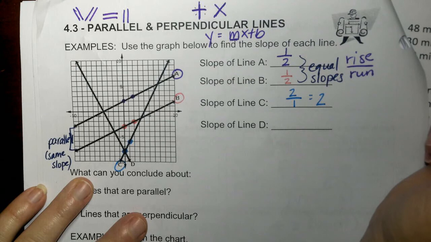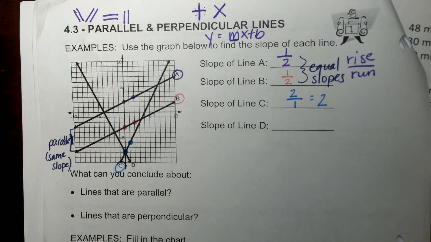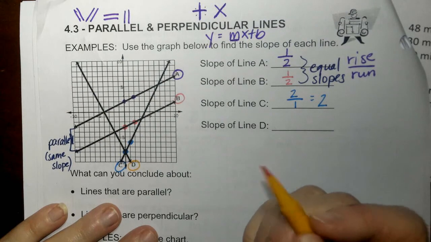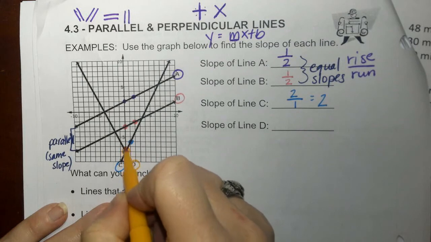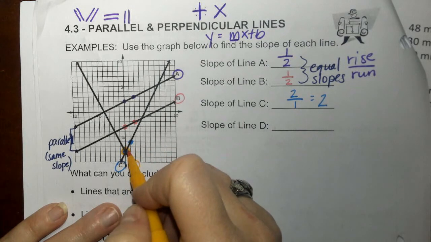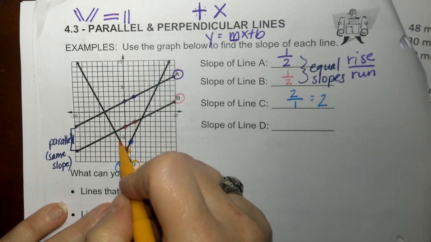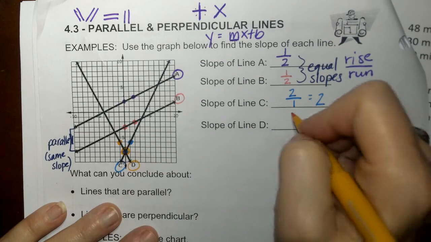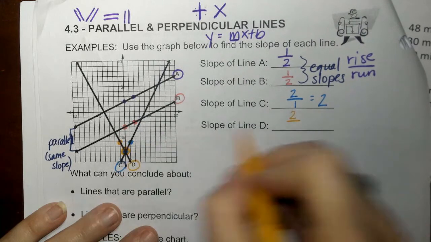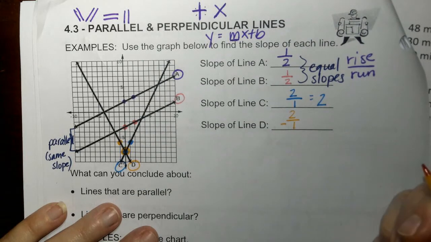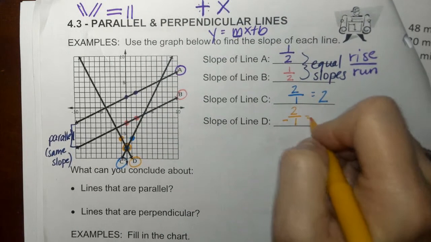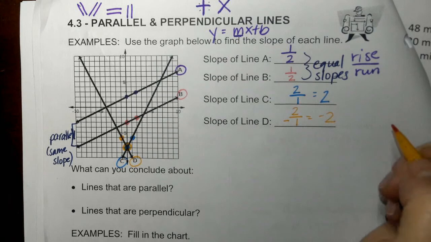And then the last one is line D. Line D has the same y-intercept. And here's another good pretty point there. It goes up 2, but to the left 1. Okay, so to the left 1. So that makes it a negative 2 over 1, which is negative 2.